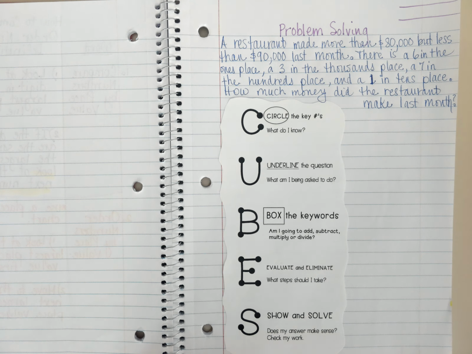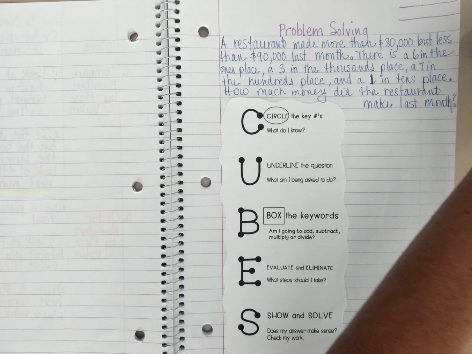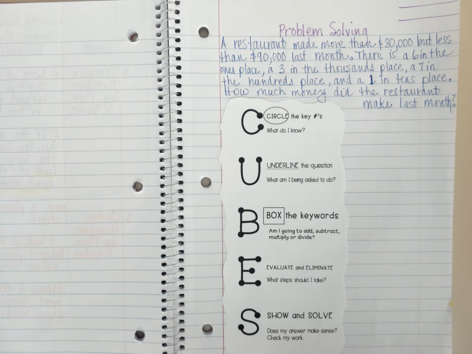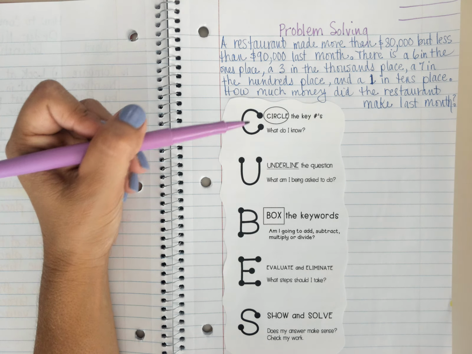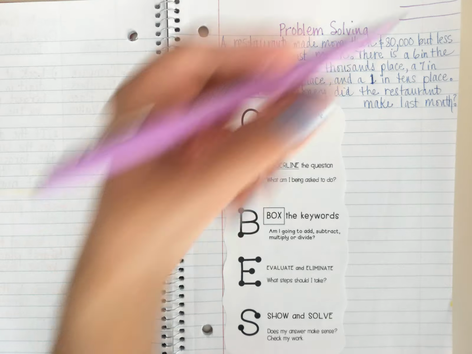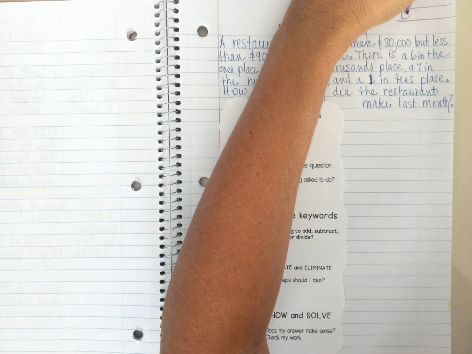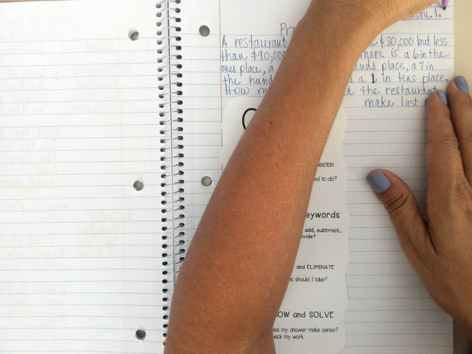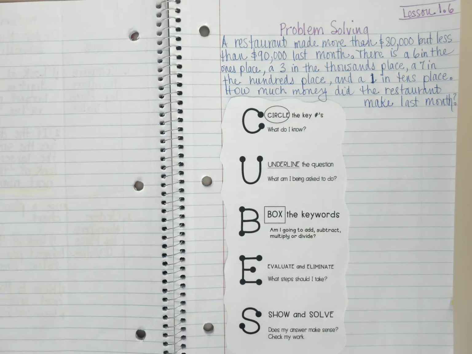Today we're going to have a lesson on problem solving. Now that we've learned lots of strategies, we're going to have some word problems. So I have here a strategy called cubes. By the way, this is lesson 1.6. This problem came out of your math book.